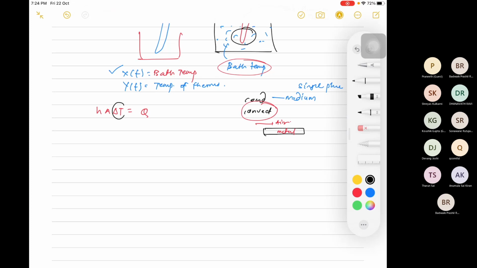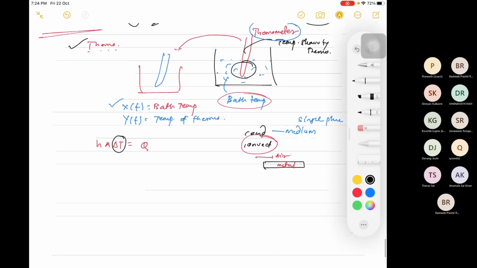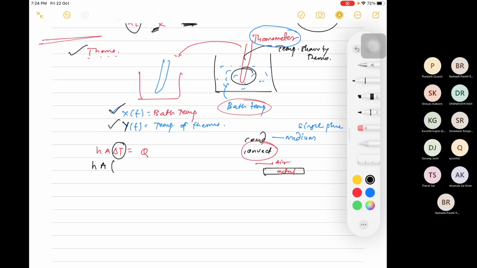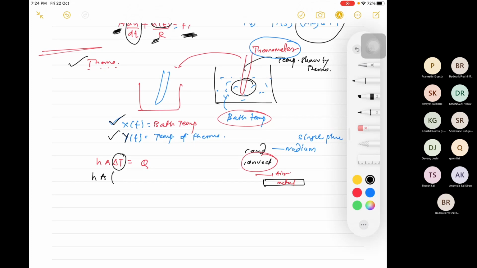Now delta T में क्या आ जाएगा? Which two temperature you are going to get? क्या क्या टेम्परेचर है? Suppose if I am telling you X of T as a bath temperature and Y of T as your temperature of thermometer, तो डेल्टा T में क्या आएगा? टेम्परेचर डिफरेंस बरोबर. HA delta T is what? Temperature difference. Which two temperature difference, or where you are finding temperature difference? Tell me. Yes, go ahead. Minus Y. Right? So Y of T minus X of T, or it may be reverse, whichever is greater or smaller.